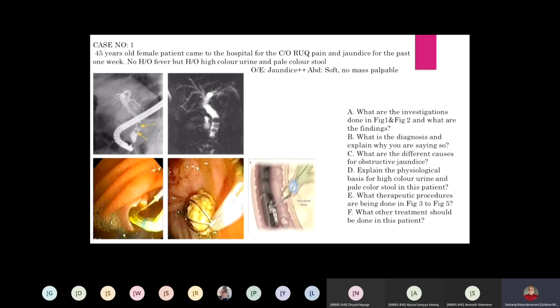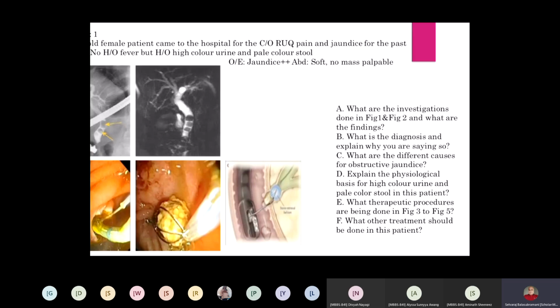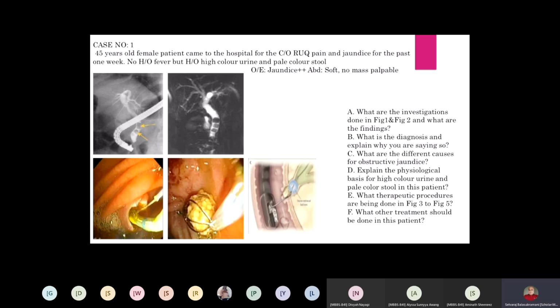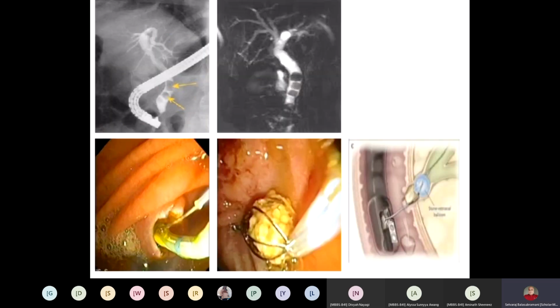What therapeutic procedures are being done in figure 3 to figure 5? I think I didn't show you the last picture the other day. I included this also today. This picture is figure number 3, 4 and 5. What is figure number 3?